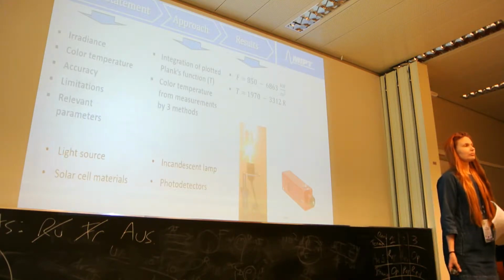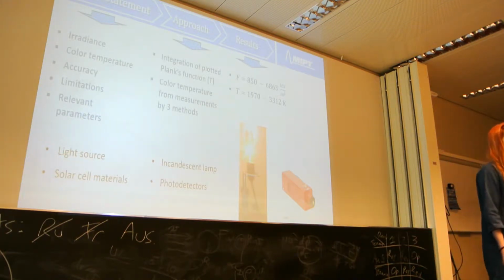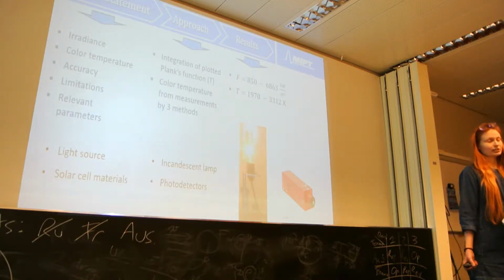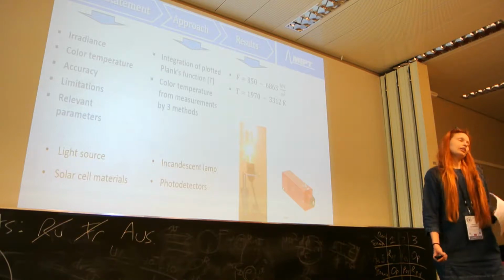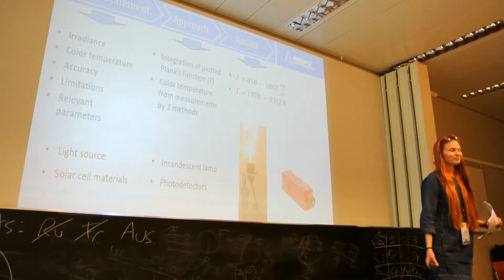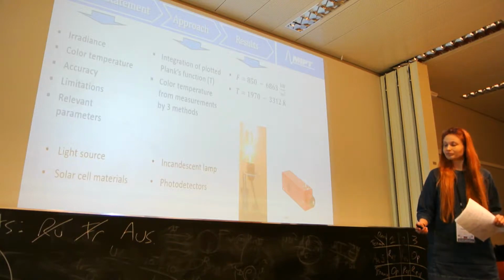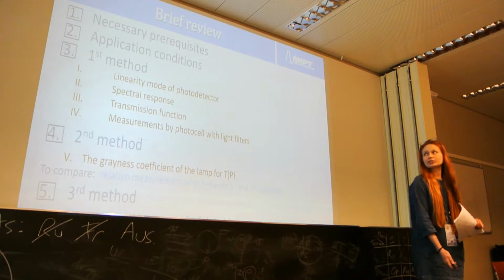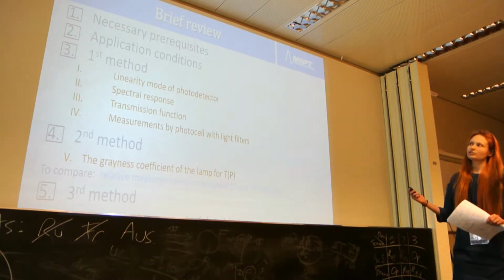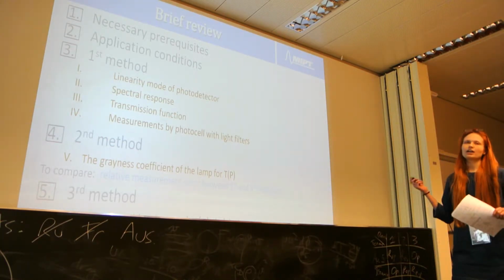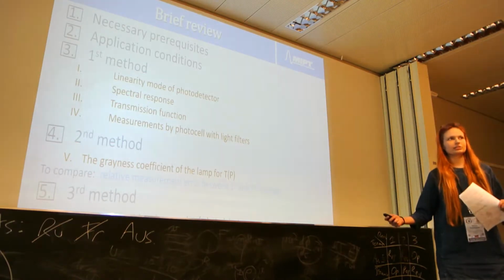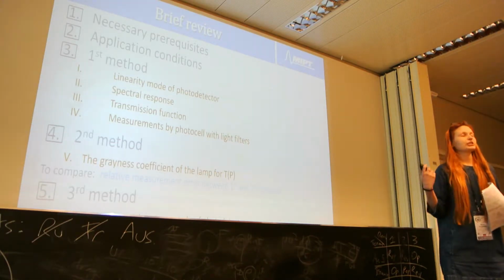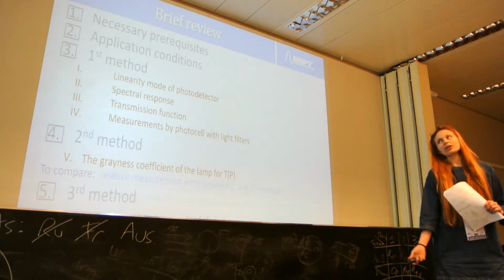The main problem statement: propose and implement a method to determine the radiance and color temperature of a light source using solar cell materials, and get accuracy, limitations, and relevant parameters of our methods. Now I want to show the outline of my presentation: necessary prerequisites, application conditions, and methods. I realized three methods for measuring color temperature and irradiance.